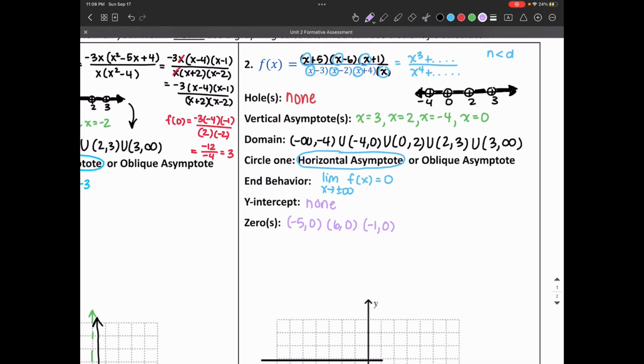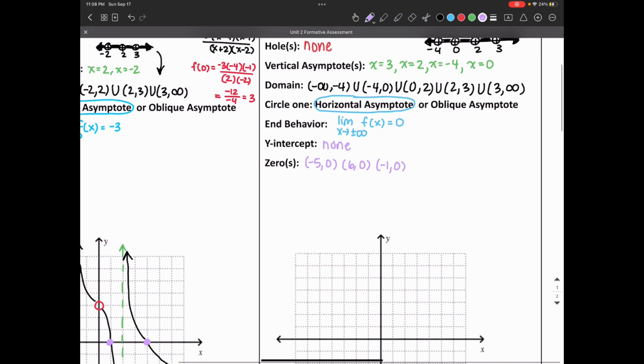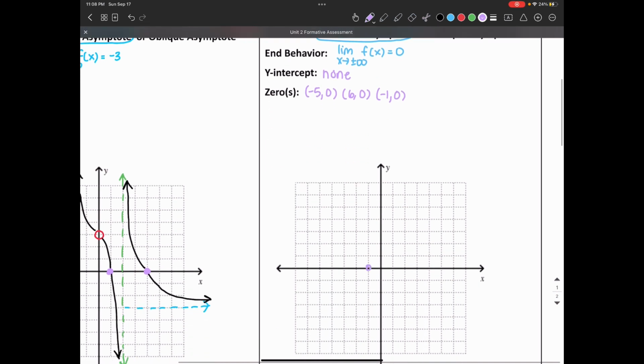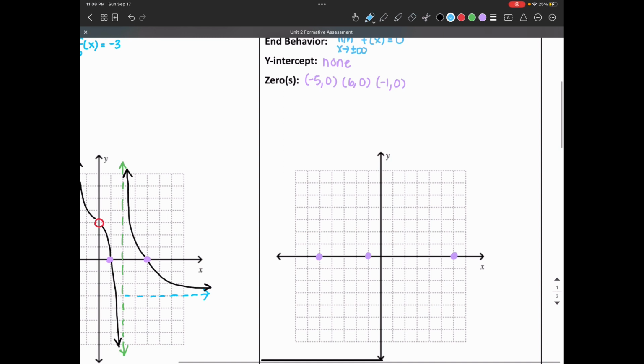And then I'm going to plot all this important info. So I have -1, 6, and -5. -1, 1, 2, 3, 4, 5, 6, and -5. 1, 2, 3, 4, 5 right here. And then I have a horizontal asymptote at 0. I'll put that in last.